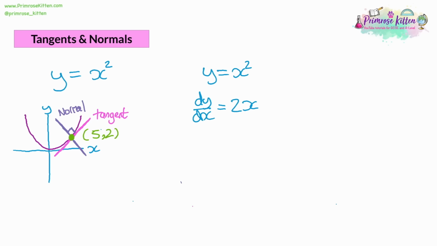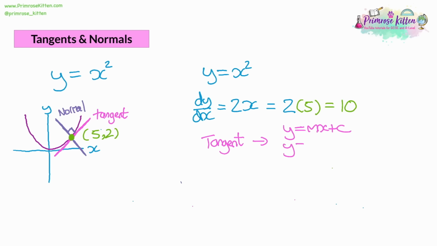So we've got something that represents the gradient. Now, because we've got a coordinate, we can find the gradient at the point 5, 2. So we can substitute in the x coordinate 5, and that'll give us the gradient at that point. 2 times 5 is 10. So we know at that point, and that point only, there is a gradient, there's a steepness of 10. Now this tells us something about the tangent. The tangent has the same gradient as the curve at the point where the tangent is. So the tangent is going to be y equals mx plus c. And we know what the gradient is. y equals 10x plus c.